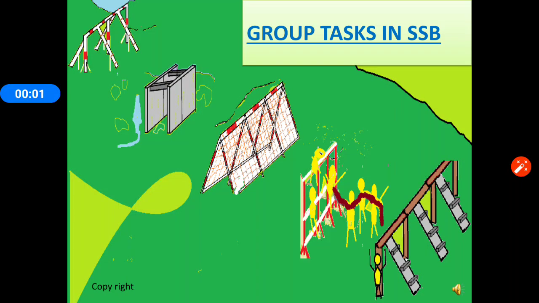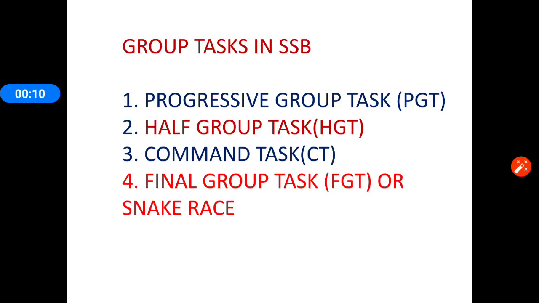So in this video, I'll cover group tasks in SSB. These tasks are conducted by the GTO on the third and fourth day of SSB, mostly on the fourth day. So there are four types of tasks.